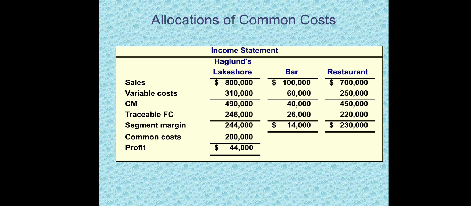$200,000 is the common cost. Remember, common cost is the fixed cost that you cannot trace to different segments. So if you allocate this common cost to different segments, then there will be a problem in calculating the profit for every segment, or the performance for every segment. So remember this: bar making 14,000 profit, restaurant making 230,000 profit. Okay, let's see.